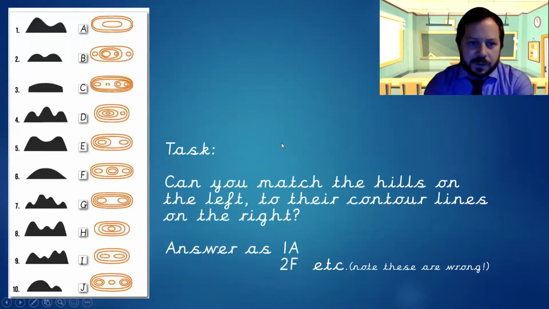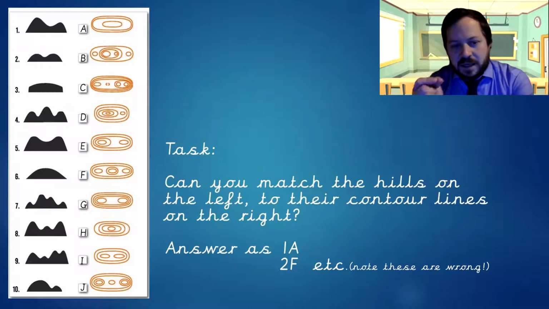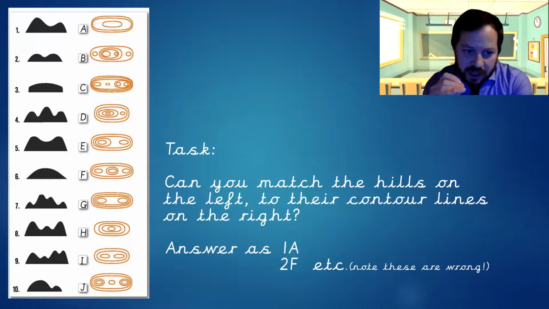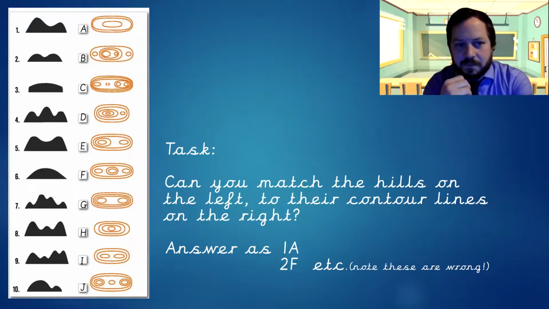Okay, so your task: can you match the hills on the left to their contour lines on the right? You can answer quite easily, just as 1A, that was the answer. These are wrong, so just so you're aware. But it's similar to what we've done before, same sort of principle, looking at the patterns and trying to match them. Try your best.